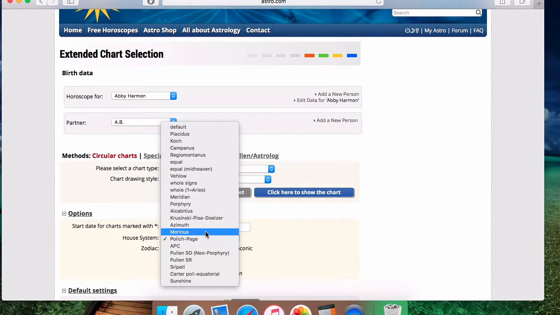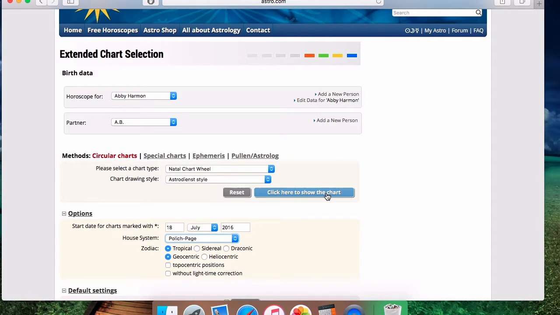However, you'll only have interceptions with certain house systems. Placidus, yes. Koch does. But certain things like equal house system will never give you intercepted signs because equal is just what it sounds like. It's an equal house degree. So if you have like 30 degrees per house, you can't have any intercepted signs. I'm just going to show you what I'm talking about. So if we go to show the chart under Pollock Page, I'll show you what an intercepted sign is.